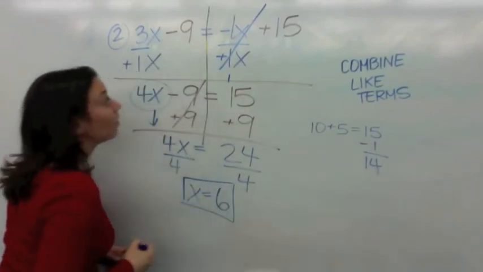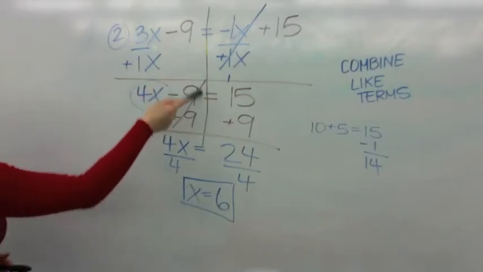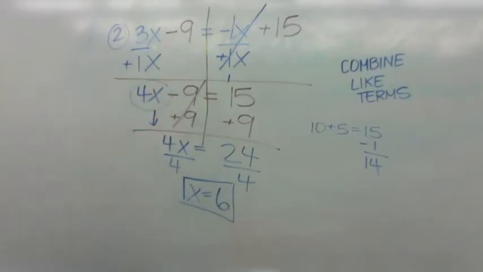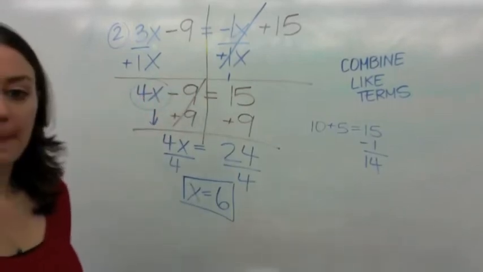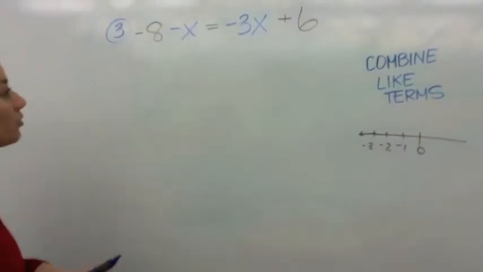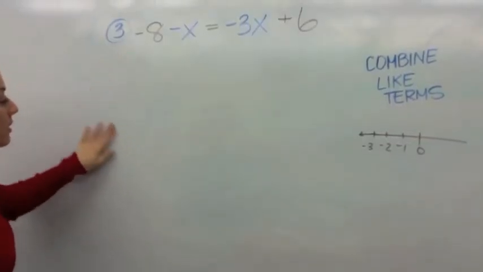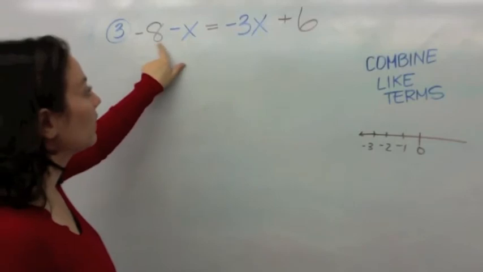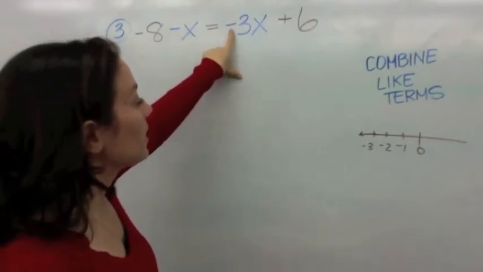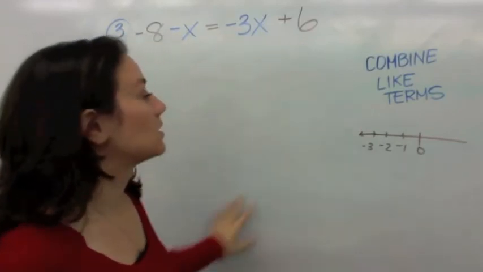So go ahead and write all that down. Make sure you have 2 T-bones. That's how these equations are different. So let's look at number 3 on your paper. This is our last example. Read the equation with me. It says -8 minus x equals -3x plus 6.